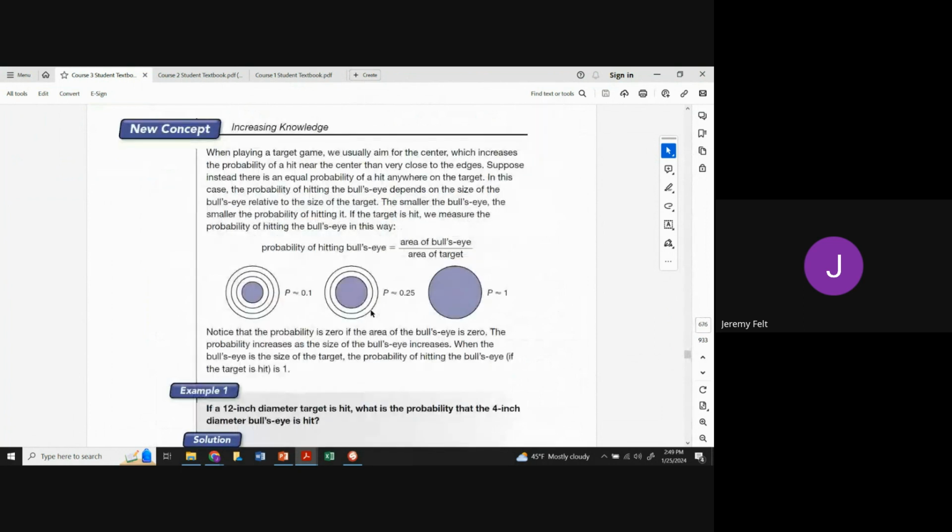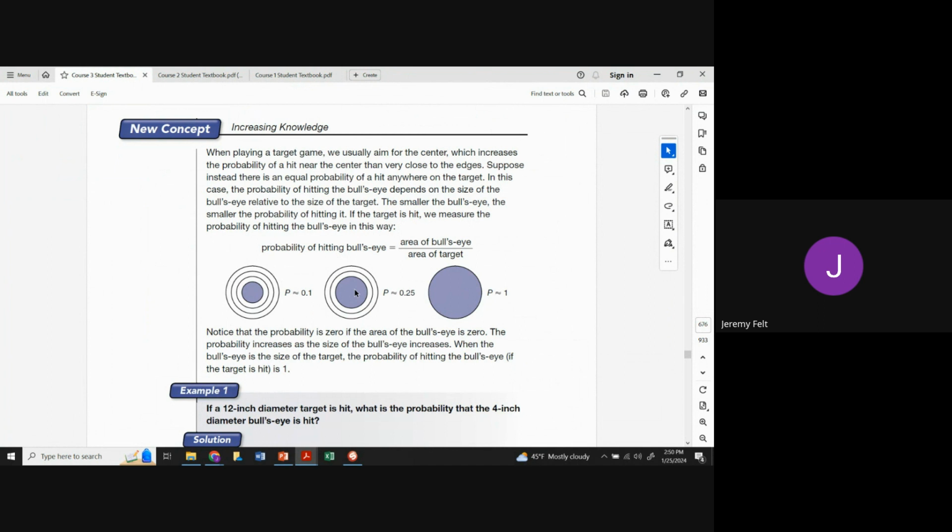So again, geometry, we're working with shapes, polygons, circles, things like that. And then thinking about probability, areas within areas. So if you think about the bullseye on a dartboard or target, the further you go inside, the lower the probability of hitting it. Hitting the target overall is a pretty good probability, but hitting the smaller and smaller region, the probability is going down.